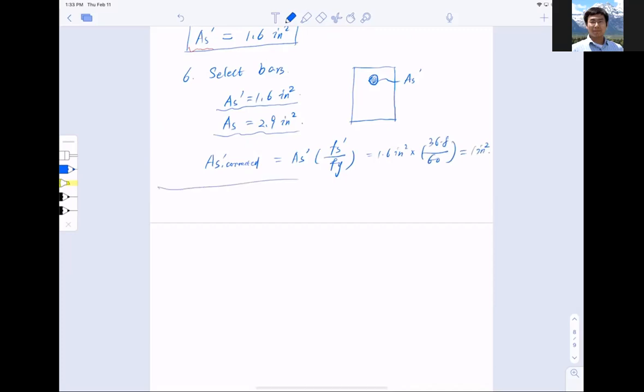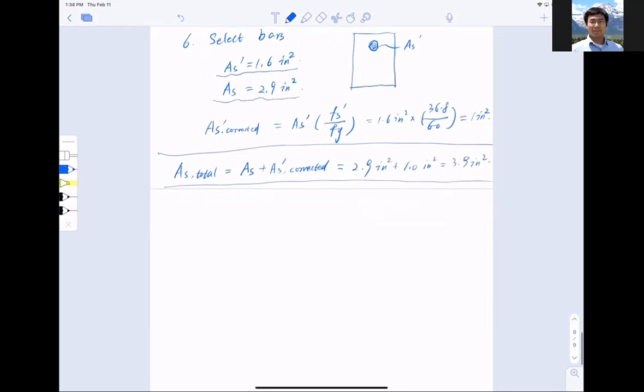And now the total required AS. Let me say total. That includes the tensile reinforcement AS and the AS compressive corrected. So the total reinforcement needed now equals 2.9 inch squared plus 1 inch squared, and that is 3.9 inch squared. So this is actually the new tensile reinforcement needed.